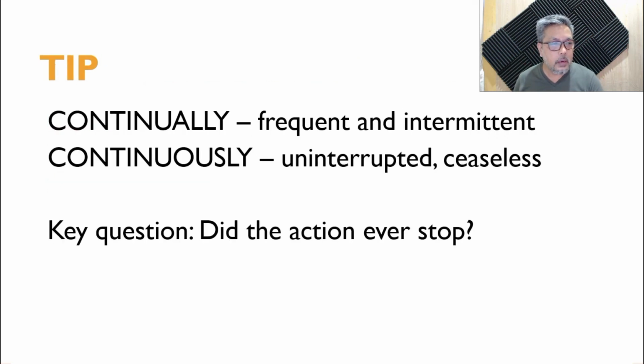I have a quick tip now. For continually, we're talking about something frequent and intermittent. And for continuously, we're talking about something uninterrupted or ceaseless. The key question that you need to ask yourself is, did the action ever stop? If the answer is yes, then you're looking for the word continually because there was an interruption. It was frequent, but it was also intermittent. But if the action never stopped, it was uninterrupted, it was ceaseless, then you're using the word continuously.